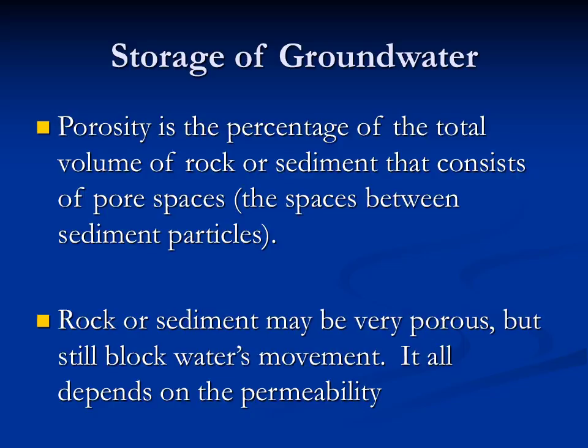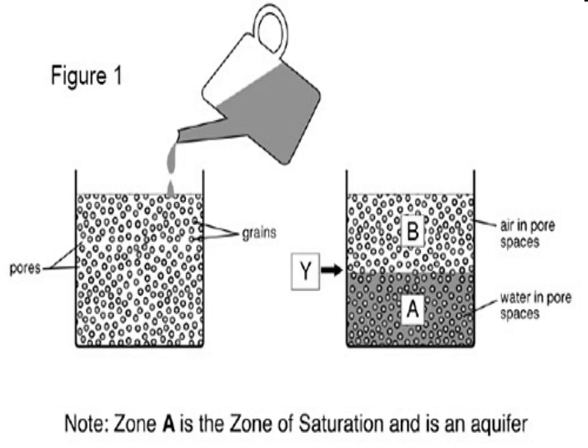So rocks or sediments can be very porous, but still block water's movement. So it doesn't just depend on pore space size, which is porosity. It also depends on something called permeability. So zone A on the diagram on the right is the zone of saturation and is an aquifer. Zone B would be the zone of aeration. And in figure 1, the pores are all the spaces between the grains. So it's pretty high porosity.